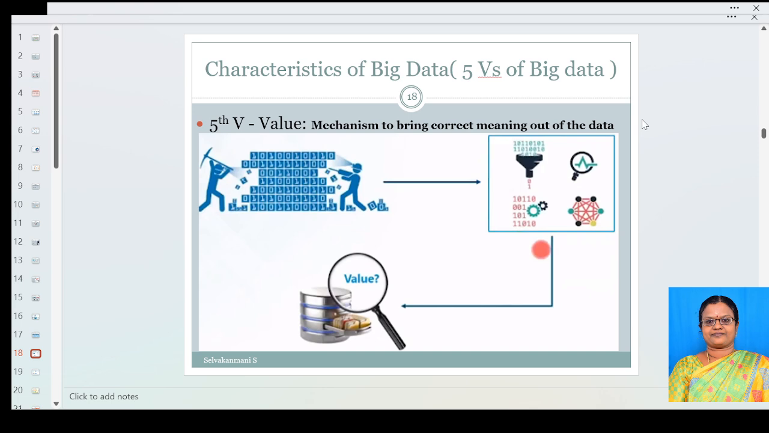So the fifth one is the value. What happens if we use these huge volumes of information? There should be some meaning to it, and that is called the value. This is a very important characteristic of big data, that is the mechanism to bring the correct meaning out of the data which is being generated so much.